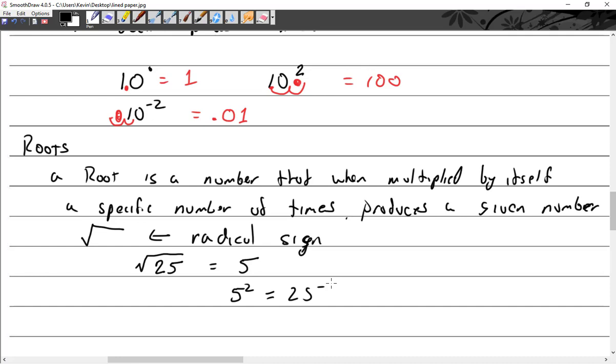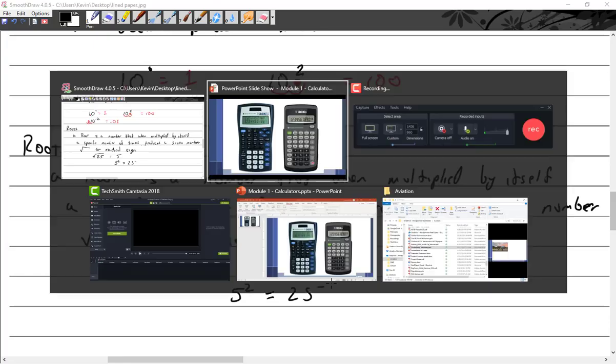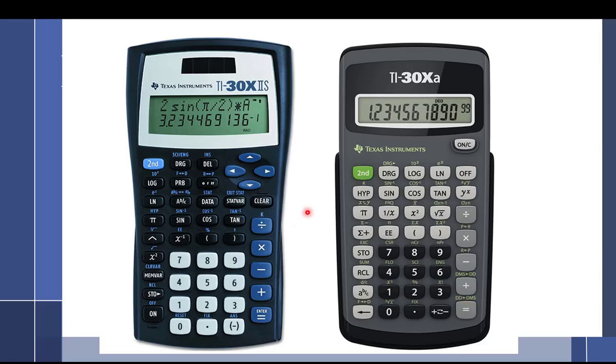But how do we do it on our calculator? Well, quite simple. Press the button. On this one right here, we should have one more, right there. And we should have one for cubed root. You have to press second.